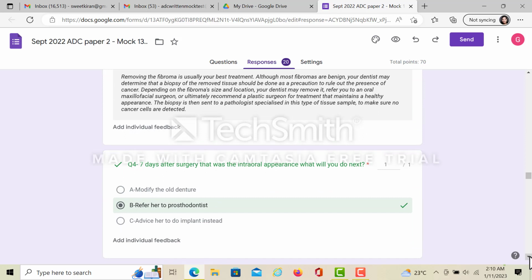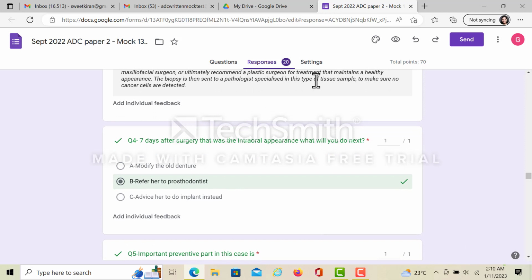7 days after surgery, that was the intraoral appearance. What will you do next? So apparently there is an image here which is missing, which I could not get. So probably some other fibrous tissue would be there. Now, see, advise her to do implant instead is a wrong option because the denture was fitting properly earlier, and nowhere the financial condition or the wish of the patient is mentioned. So you'll go with the basic thing, which is to make a denture.